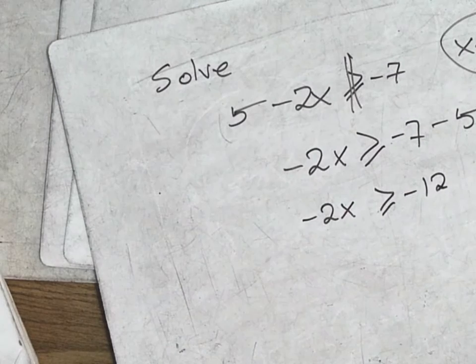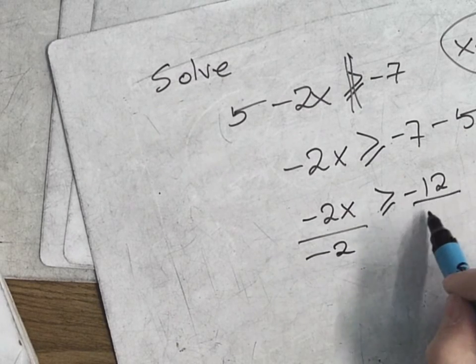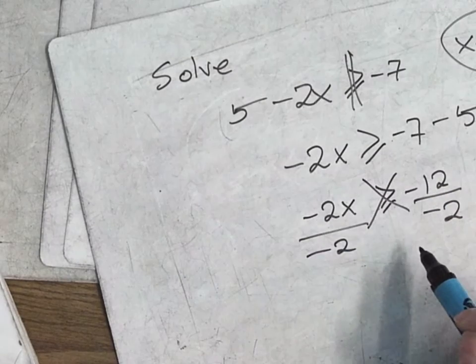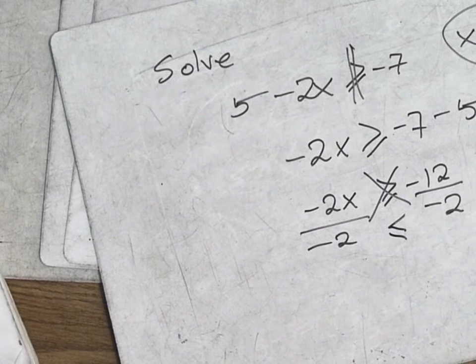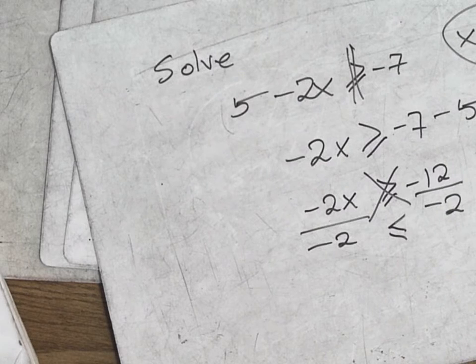Agreed? Now, what do I need to do? Divide each side by minus 2. But when you divide by a negative number, what have you to do? You have to reverse that. So that was a greater than or equal to, now it's a less than or equal to. You only do that when you're dividing by a negative number. So that only happens when you're dividing by a negative number.